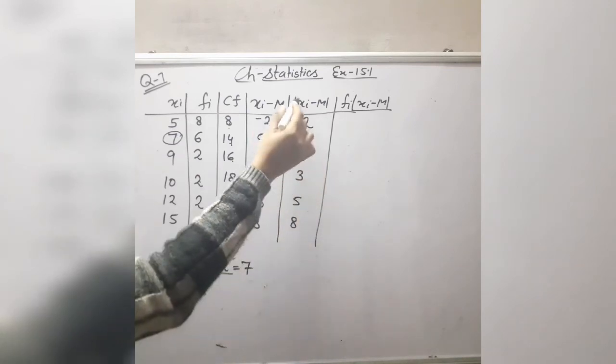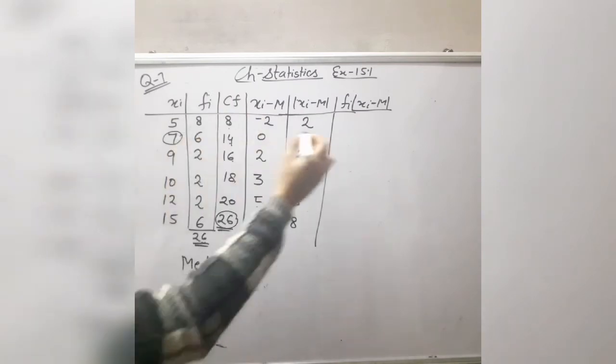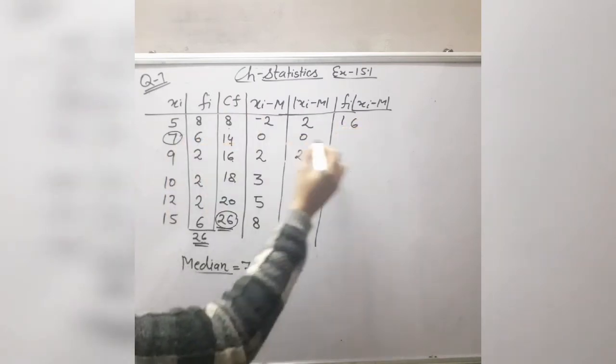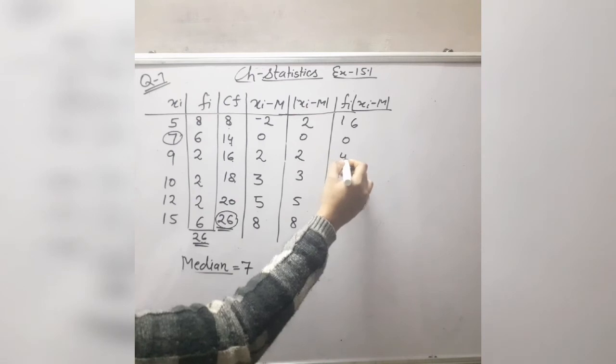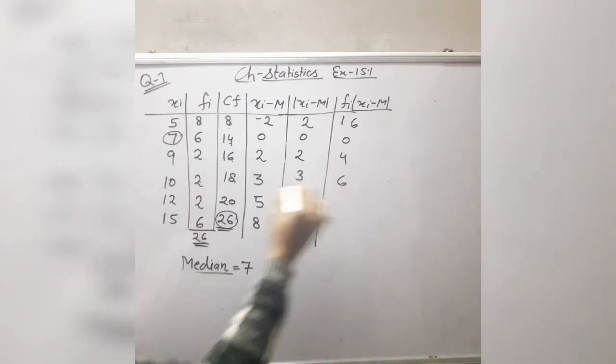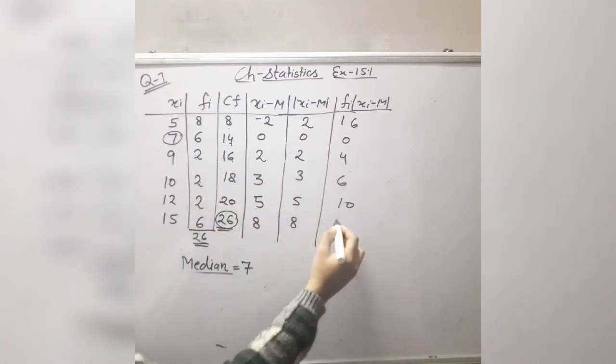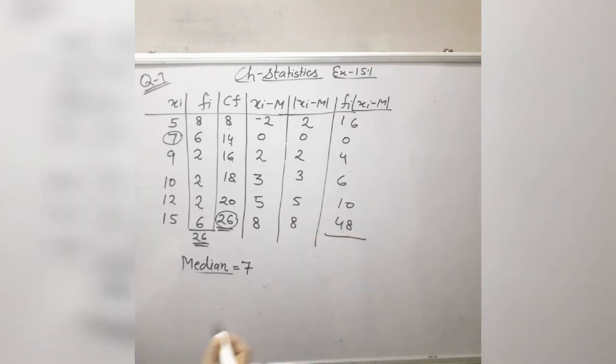In the next column we will multiply this modulus with frequency: 8 into 2 is 16, 6 into 0 is 0, then 2 into 2 is 4, 2 into 3 is 6, 2 into 5 is 10, 6 into 8 is 48, and the sum of all these values is equal to 84.